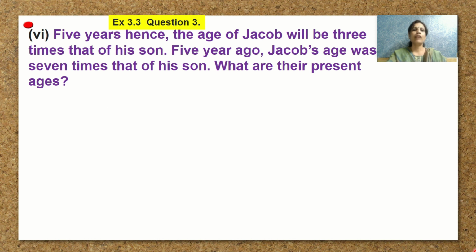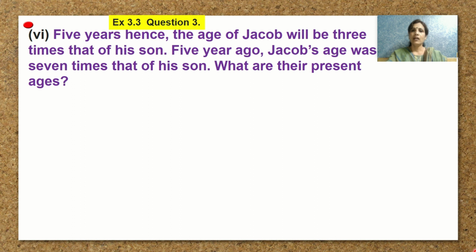Question is, 5 years hence, the age of Jacob will be 3 times of his son. 5 years ago, Jacob's age was 7 times that of his son. What are their present ages? As I already said, children, since it is linear equations in two variables, we have to frame the equations based on the conditions which are given to us.